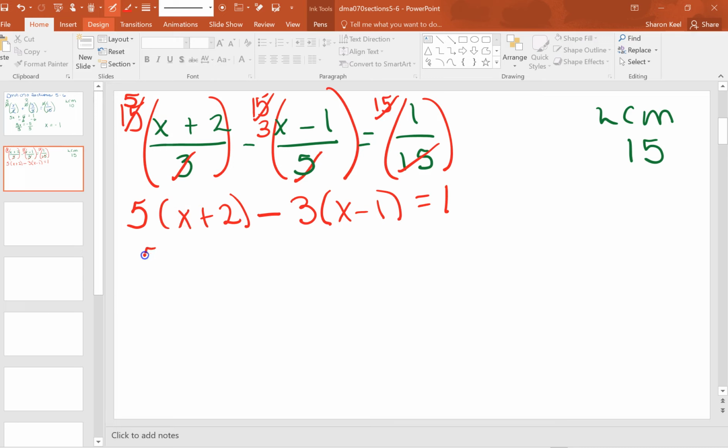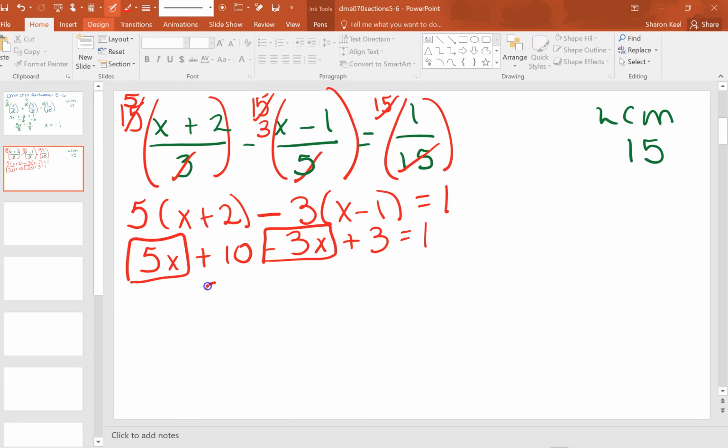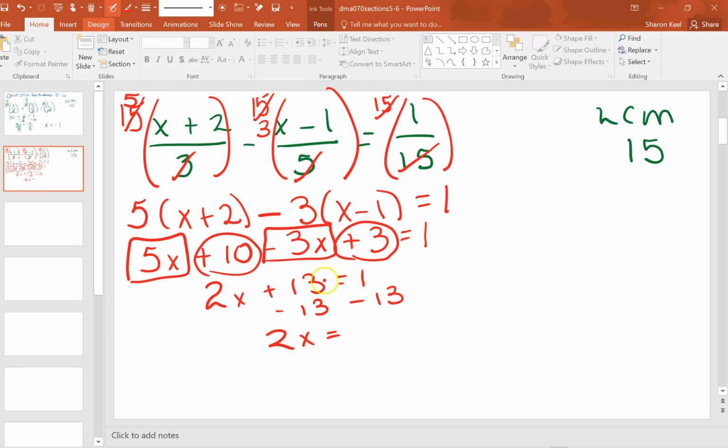We're going to distribute. 5 times x is 5x, 5 times 2 is 10. Negative 3 times x is negative 3x. Negative 3 times negative 1 is a positive 3, equals 1. Now we want to combine like terms on the same side of the equals. 5 minus 3 is 2x. 10 plus 3 is a positive 13, is equal to 1. Let's move our 13 to the other side. 2x equals, that canceled, negative 12. Now we divide both sides by 2, and x is equal to negative 6.